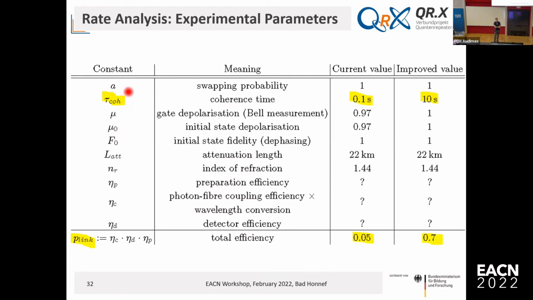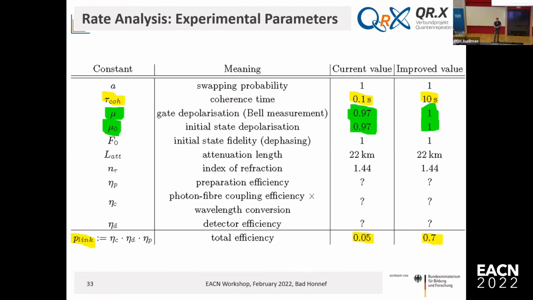You can see it's 1 here, but important for us are the 2 parameters from the simple model, the coherence time, and the link efficiency, which includes all the other experimental efficiencies, preparation efficiencies, and fiber collection, coupling efficiencies, collection efficiencies. But these are not numbers from the different platforms of QRX. These are kind of representative values, a current value, which is not so good, and an improved value, which is pretty good. So 10 second and 0.1 second for the coherence time. 0.7 is the good value for the link efficiency, and 0.05 is the kind of bad value.